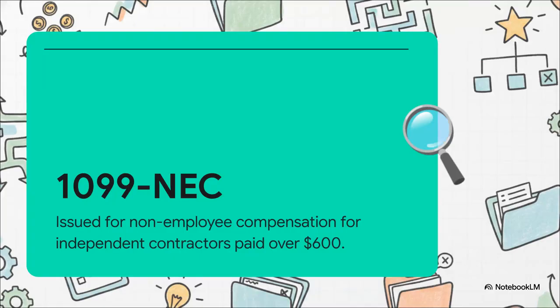When we hit the payroll phase in Step 3, we run into a really critical distinction: W-2 versus 1099 NEC. W-2s are for your employees, where you withhold taxes. The 1099 NEC is for non-employee compensation, so independent contractors paid more than $600. Knowing the exact difference here leads us straight to the ultimate boss battle of tax audits.